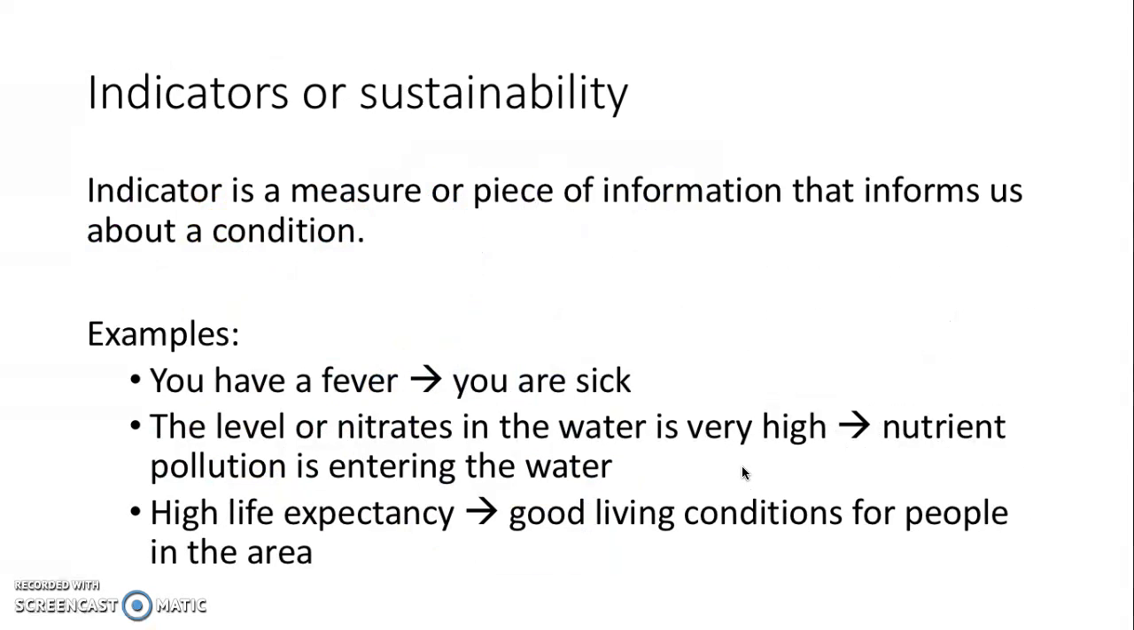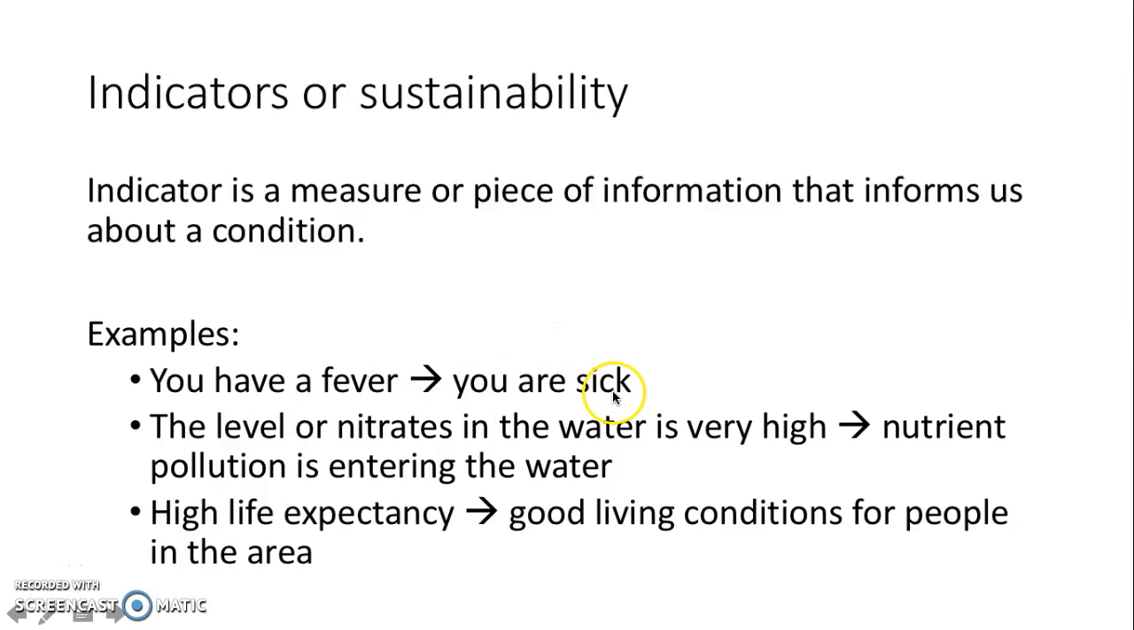So ecological footprints, on top of other information, are indicators of sustainability. So they tell us something about a condition, in this case, sustainability. Any indicator is just a measure or piece of information that informs us about a condition. An example, looking outside of the realm of the environment, might be that we take your temperature with a thermometer and we figure out you have a fever, so your temperature is too high.